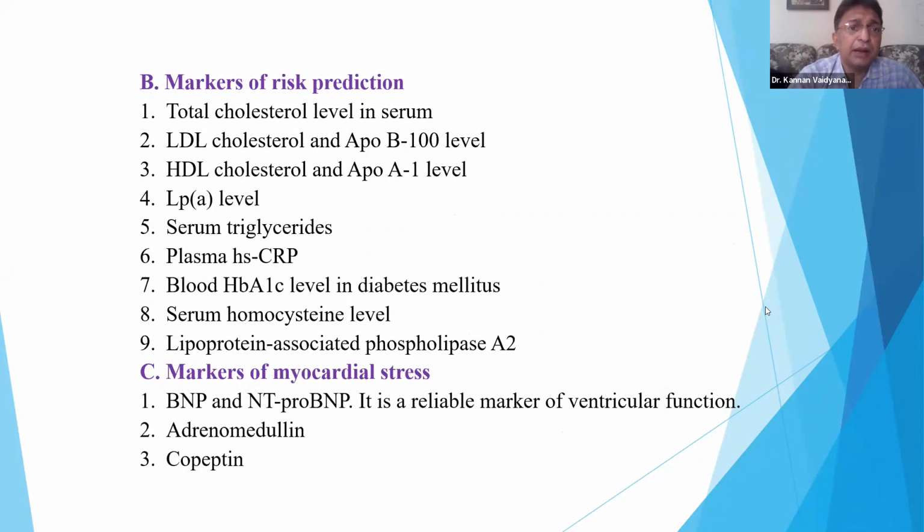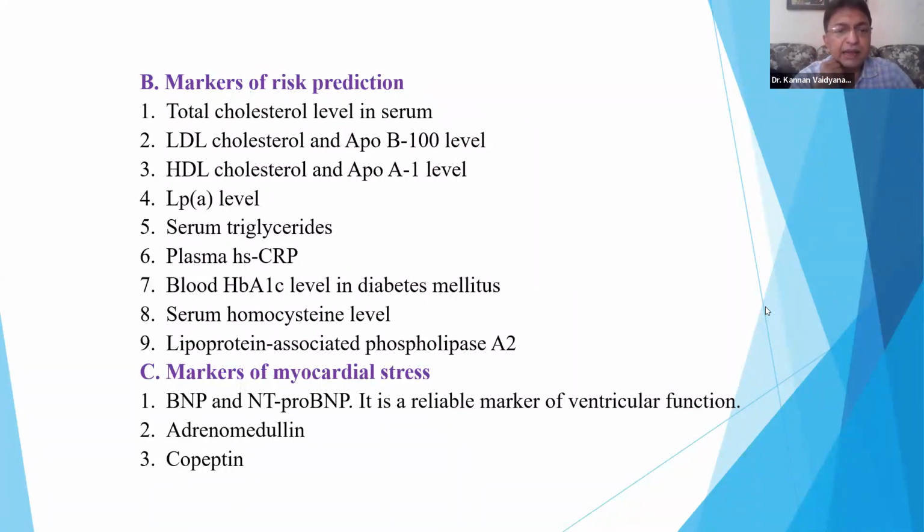Now, the second category of cardiac biomarkers is the markers for risk prediction. This comes into place because many cardiac disorders can be treated if the risk is detected early. So you have the classical markers like total cholesterol, LDL and HDL cholesterol, the apolipoproteins ApoB100 and ApoA1, lipoprotein A, serum triglyceride, plasma high sensitivity CRP, and some other markers like HbA1c in diabetes mellitus, and serum homocysteine, which Seema madam must be interested in, as she has done lots of work on it. In recent years, serum homocysteine is not used, but you have other markers like lipoprotein associated phospholipase A2, which is coming up. These are some of the markers for risk prediction in cardiac diseases.